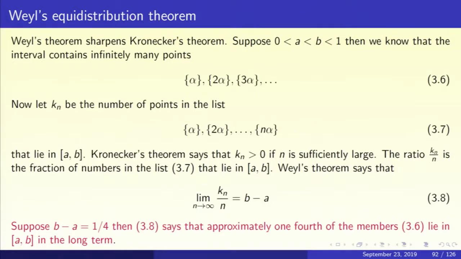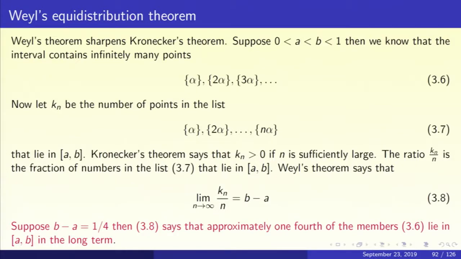So let us take two elements a and b which are positive, 0 less than a less than b less than 1. We know from Kronecker's theorem that this interval (a, b) contains infinitely many points in the sequence 3.6, because the sequence of points listed in 3.6 is dense. So every open interval must contain infinitely many points, namely the open interval (a, b) must contain infinitely many points.